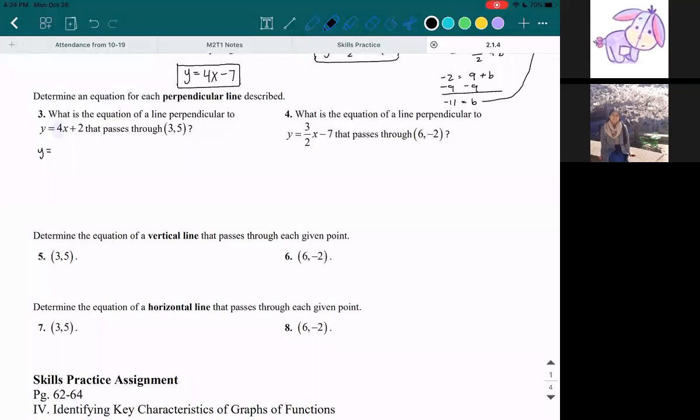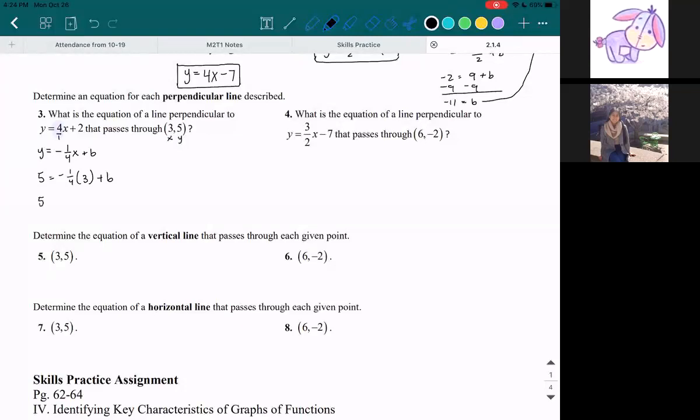So still putting it in y equals mx plus b form, our opposite is negative. The reciprocal will be 1/4. Remember that the 4 is 4 over 1, so when you flip it, when you do the reciprocal, it's now 1/4. So here's our basic form. We're going to plug in this as our x, this as our y: 3 is our x, 5 is our y. And then we're going to solve for b.